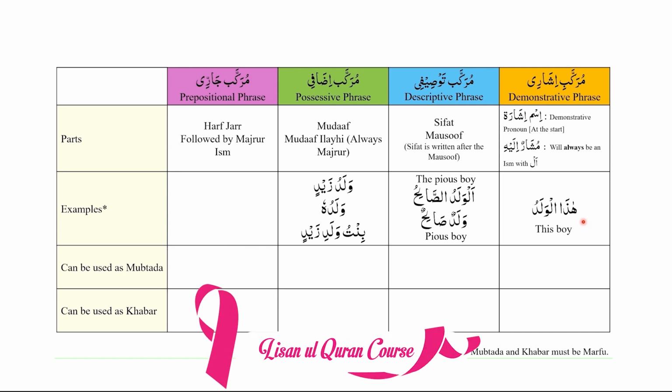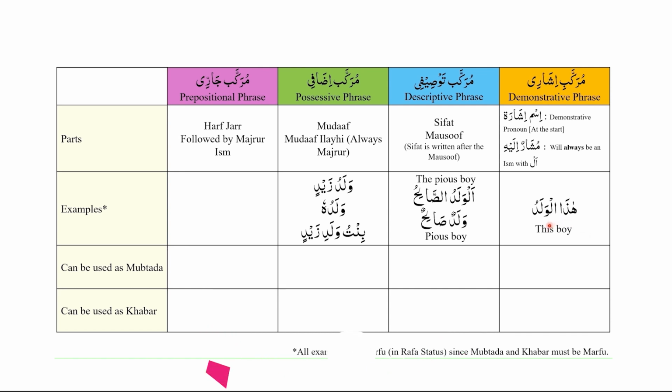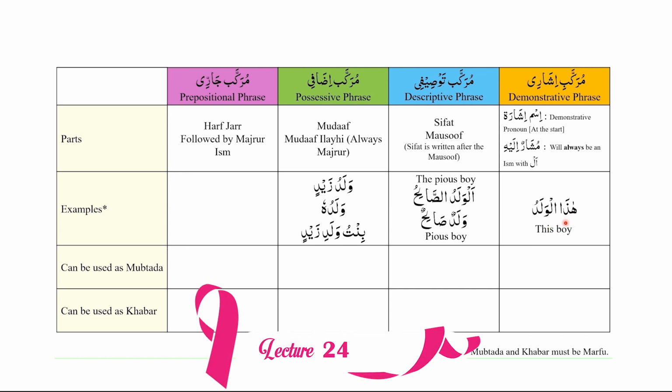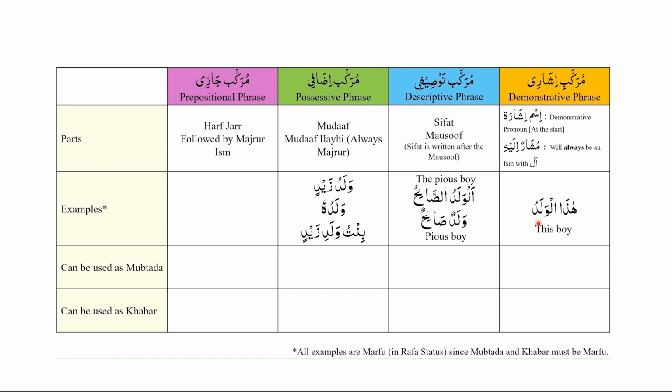So let us see if hazal waladu meets criteria for it to be mubtada. If we pay attention to each component of hazal waladu, haza is a demonstrative pronoun and it is definite in capacity. Al-waladu is also definite in capacity. Therefore, we can conclude that hazal waladu or murakkab ishari can be used as mubtada in Jumla Ismiyah.